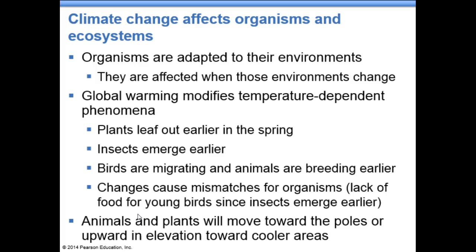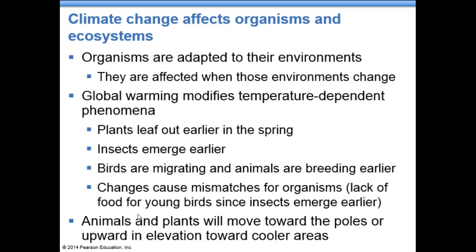In other areas, organisms are adapted to their environments, and they are affected when those environmental changes happen. Think of lizards and salamanders and iguanas that require the warmer, moist, humid temperatures. And with those temperature changes in the areas, they're not going to be able to survive. Global warming modifies temperature-dependent phenomena. Plant leaves that would normally come out later on are coming out earlier in the spring. Look at the warm trend that we had in February, and we saw buds and blossoms on some of our trees in February.